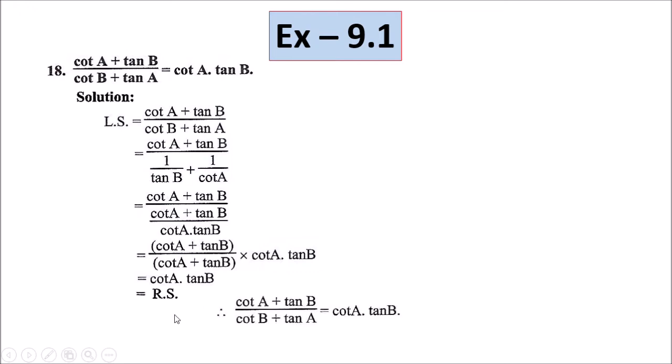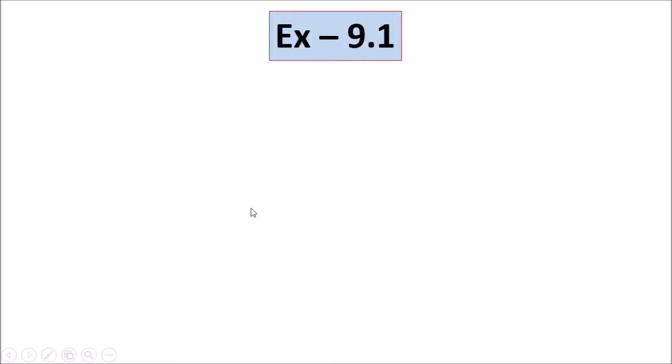So this is your right hand side, so left hand side equals right hand side, proved. Now the next math, number 19. This math is a little bit bigger, but it's not so difficult, I think you'll understand. So here, root over (1 minus sin a) by (1 plus sin a) equals sec a minus tan a. So here is the solution, writing the left hand side.